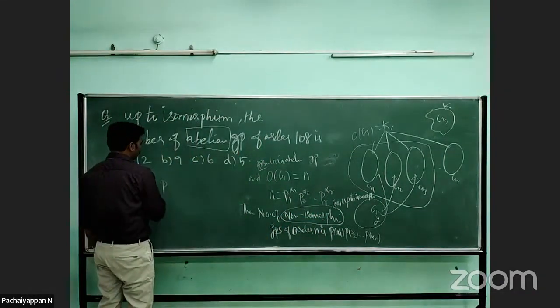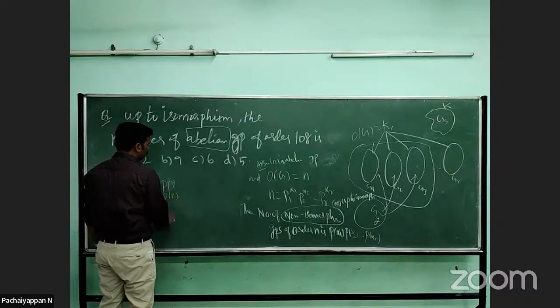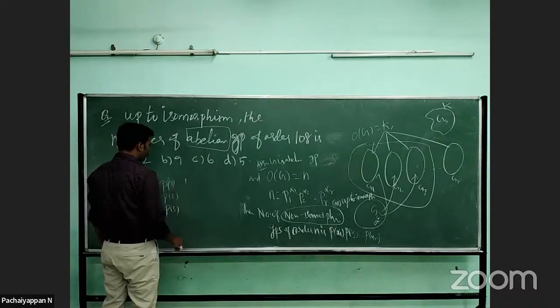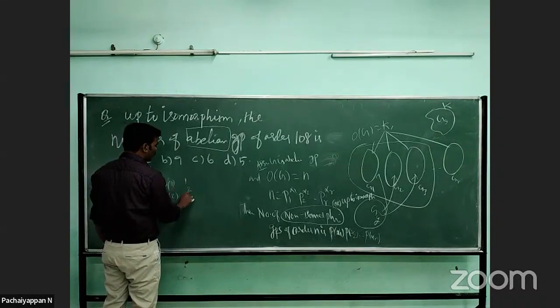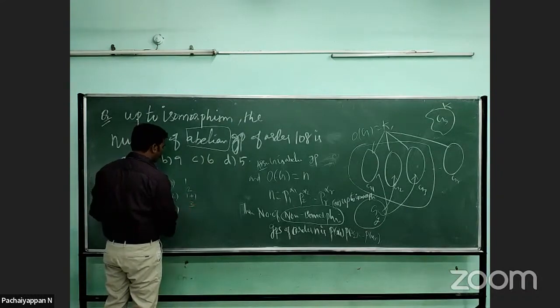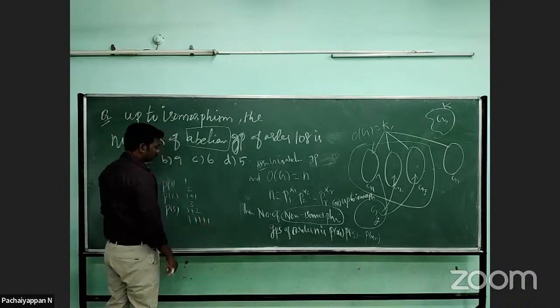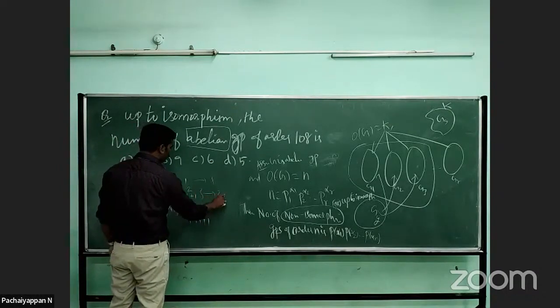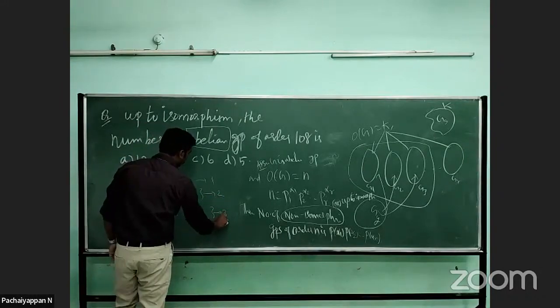Partition of, suppose, partition of 1, partition of 2, partition of 3. For 1, how can we split it? 1 only. For 2, how can we split it? 2 and 1 plus 1. For 3, how can we split and write it? 3, 1 plus 2, 1 plus 1 plus 1 only. So partition of 1 is 1, partition of 2 is 2, partition of 3 is 3.